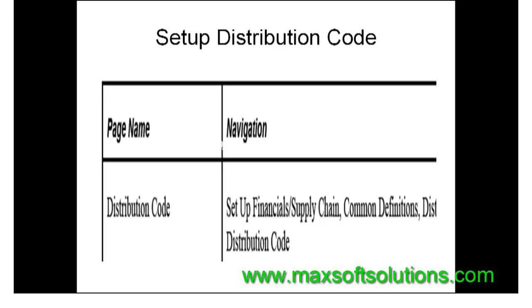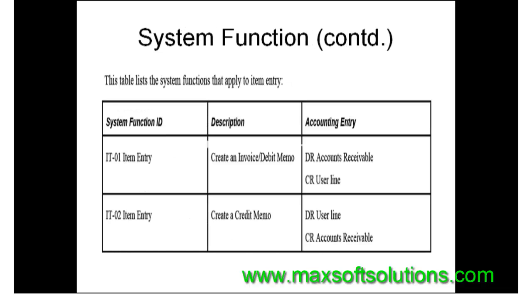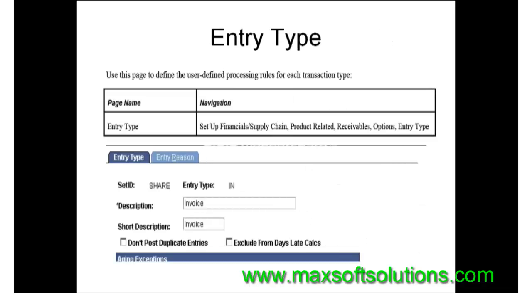Next we'll look at the distribution code specific to accounts receivable, and then most importantly the system functions, which play a very important role in terms of processing your transactions. Very important definition to look at. So we'll also look at some of the examples of the system functions and how they affect the accounting entry. And then the entry type, it's a very important setup in the accounts receivable module.